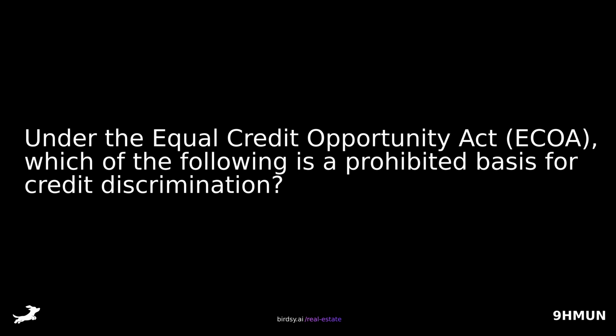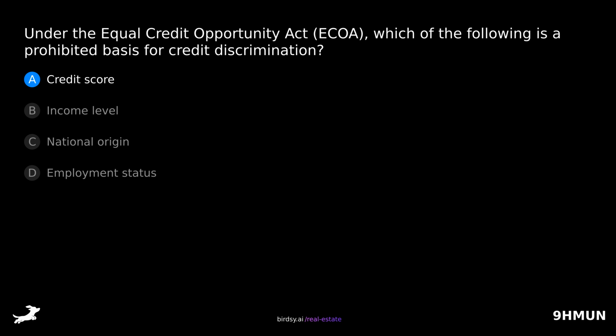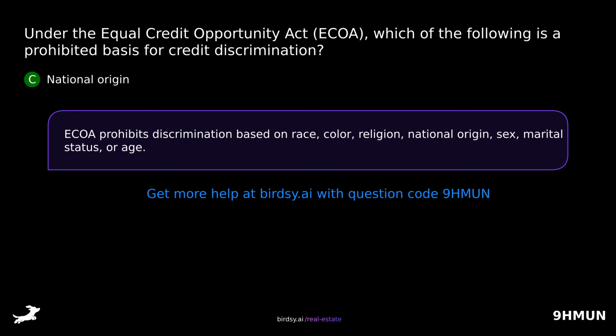Under the Equal Credit Opportunity Act, which of the following is a prohibited basis for credit discrimination? Is it A, credit score, B, income level, C, national origin, or D, employment status? The answer is C, national origin. ECOA prohibits discrimination based on race, color, religion, national origin, sex, marital status, or age.